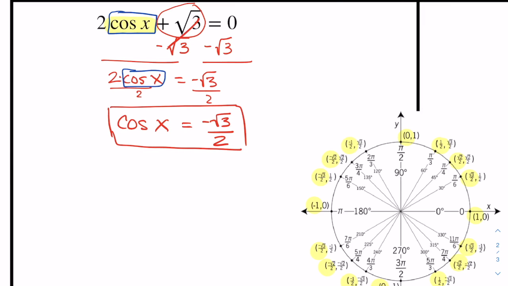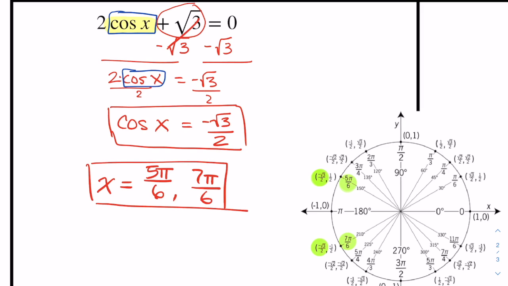And that allows you to go to the circle and you can find, okay, where is the x value radical 3 over 2? Let me get rid of the marks I made earlier. So let's see, negative radical 3 over 2. So I see one here at 5 pi over 6, and I see another one here at 7 pi over 6. So your answers to this would be x is equal to 5 pi over 6 and 7 pi over 6.